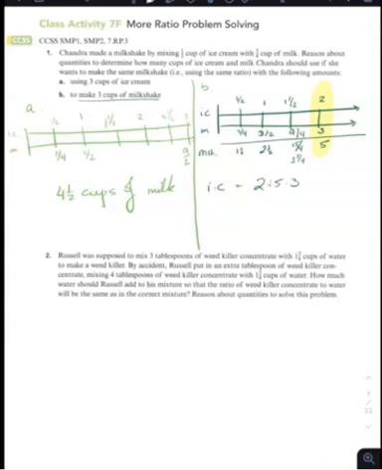So what would be a fifth of that amount? And we only need 3 of those fifths. Okay, so that is 6/5. And for milk, we would have 3 divided by 5 times 3. That would be 9/5. So 6/5 of ice cream and 9/5 of milk will give us 15/5, which is 3 cups of milkshake.